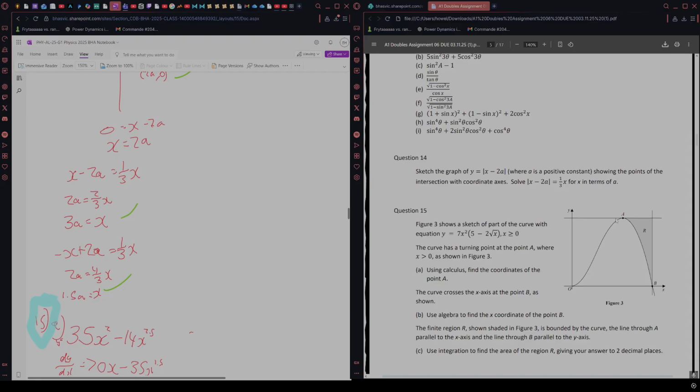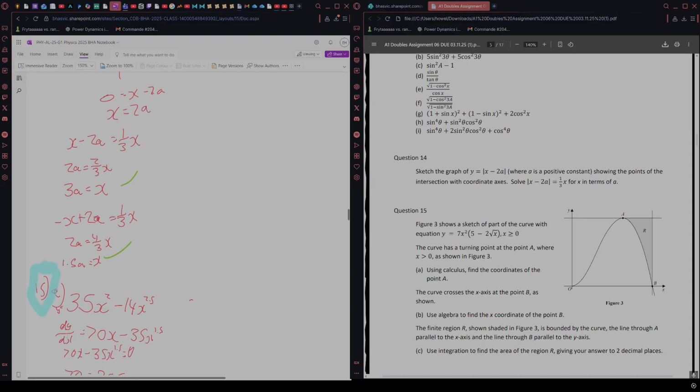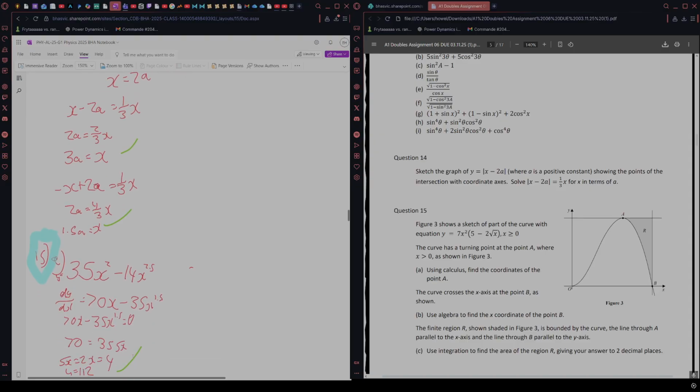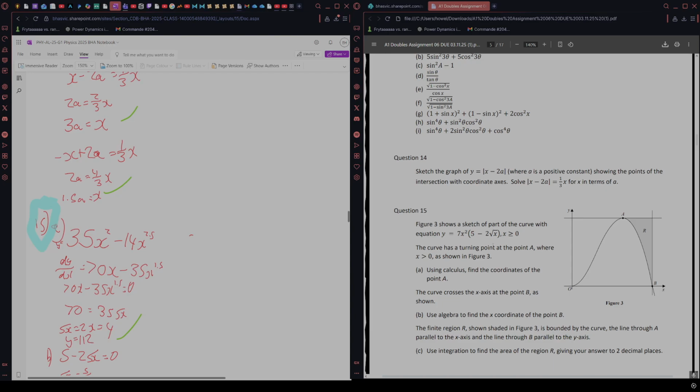So the coordinates of point A is just going to be the stationary point, so we set the derivative to 0 and solve. It's just some rearranging, and then we substitute 4 back into the curve, get y equals 112, and that's the coordinates. Next part, we have to find the coordinates of point B, which is just the other root.